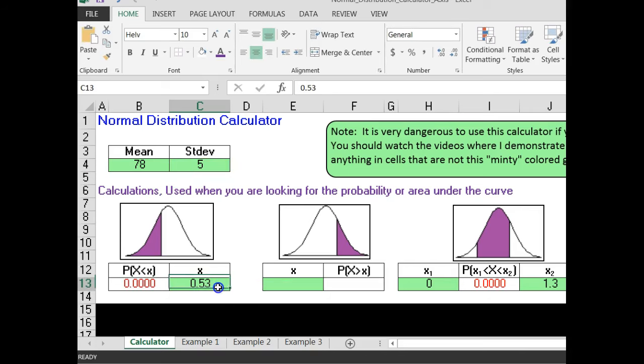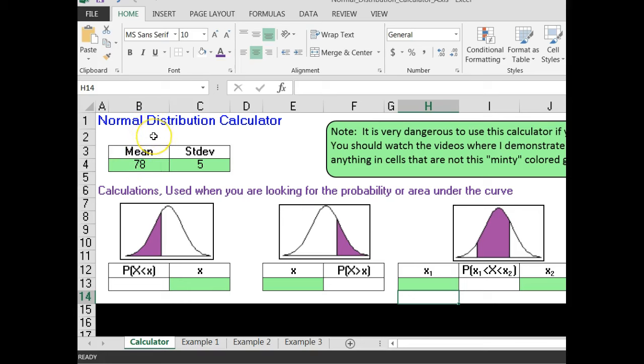Now these are left over, so I'm going to go down here and backspace, get rid of that, get rid of this, get rid of this. I'm only entering things in those many green boxes. So 78 and 5.